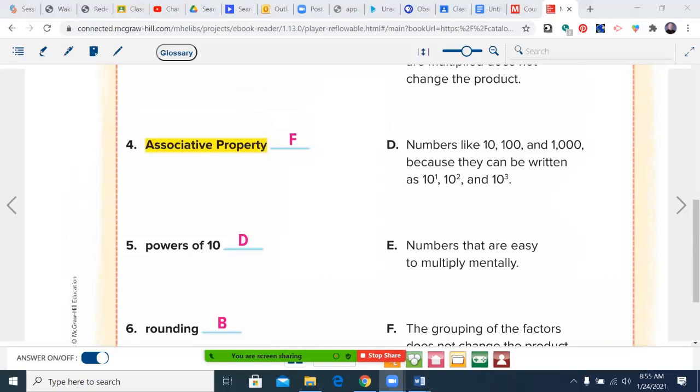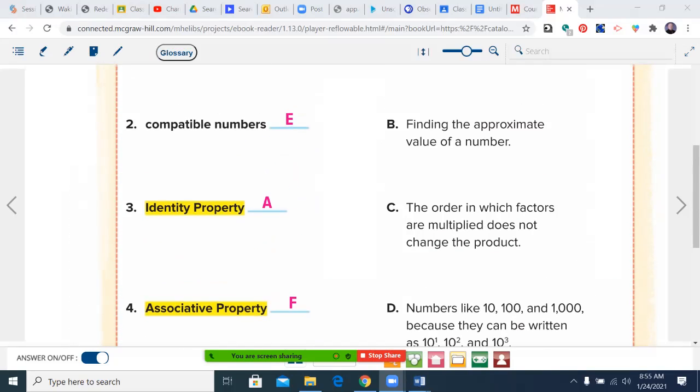And finally, rounding, B, finding the approximate value of a number. That's where we use whether there's a 0 to 4 to keep it the same. 5, 6, 7, 8, or 9, we'll send it up. And we always determine that by looking to the number or digit to the right of the place value to which we're rounding. So 14 would keep that 1 the same, but have it rounding to 10. But 15 goes up, so round up to 20.